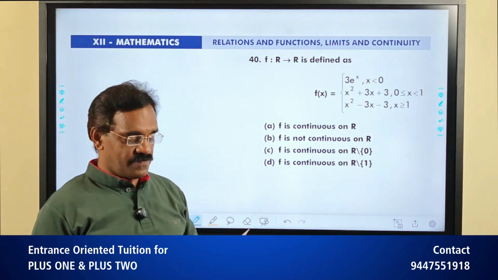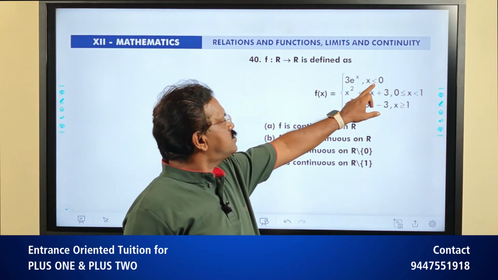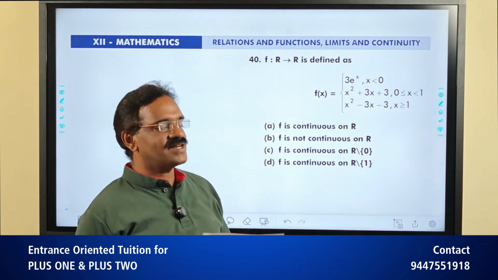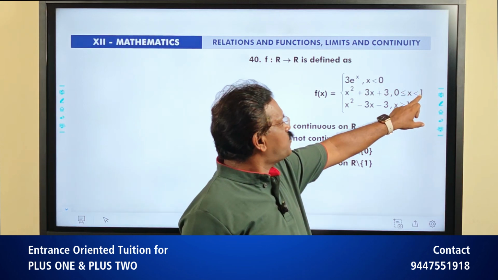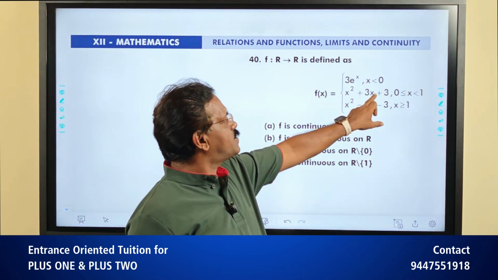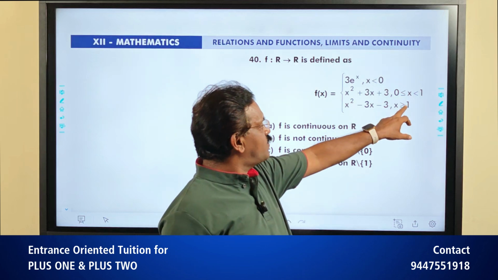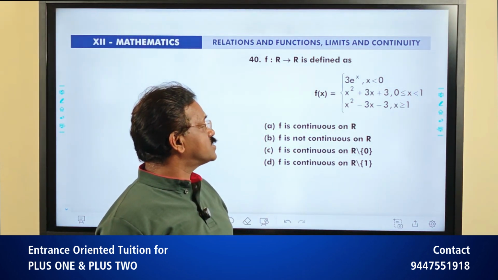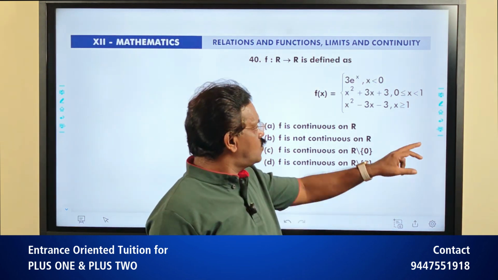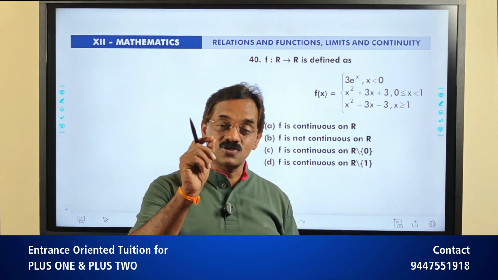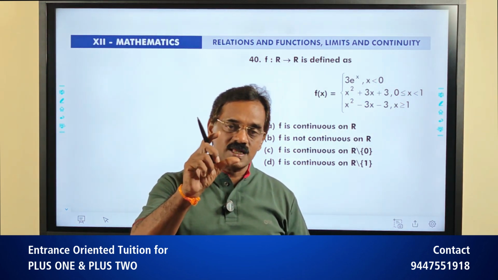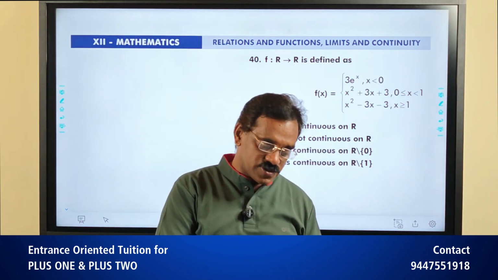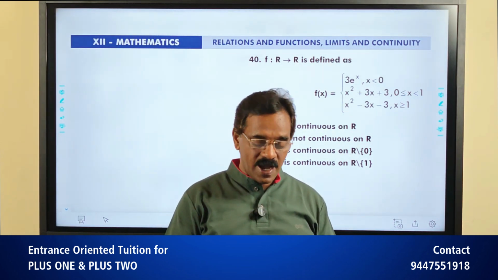Listen to this question. It's a very interesting one. When x is less than 0, it is e raised to x, which is a continuous function. But the trick here is that when you put x equal to 1, we are getting 1 plus 3 plus 3, which is 7. Same thing, when we put x equal to 1, you are getting 1 minus 3 minus 3, 1 minus 6, which is equal to minus 5. So at x equal to 1, we are getting two values. That means at that particular point, the function is not continuous. So f of x is not continuous on R minus {1}.